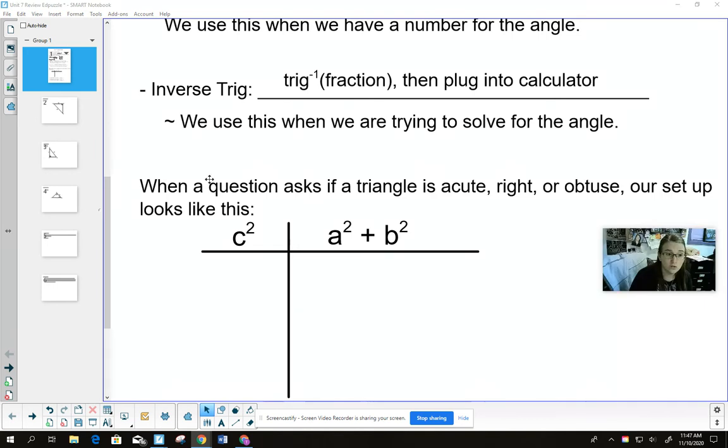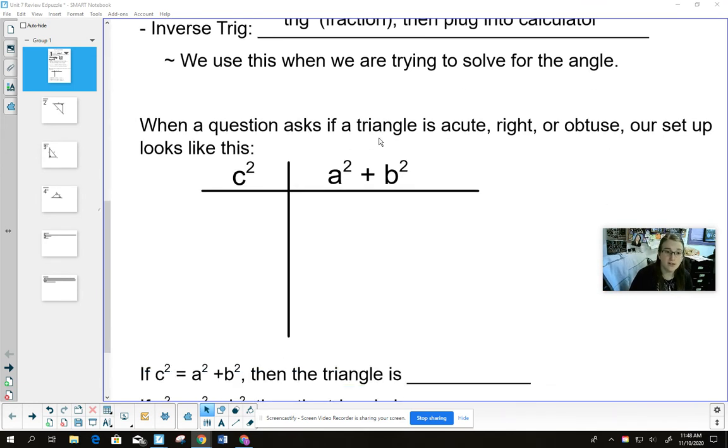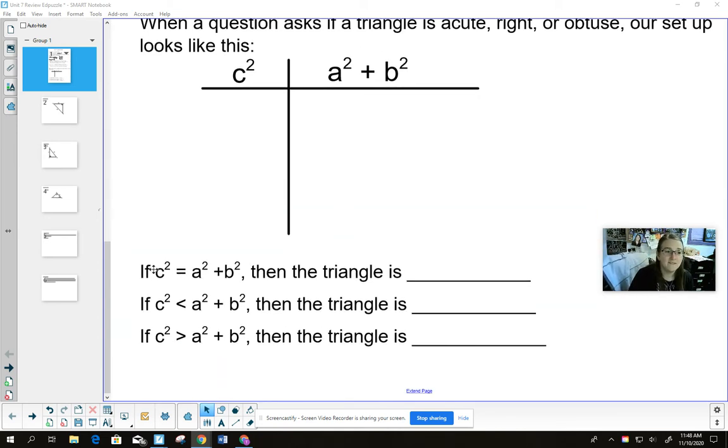Now, it's been a while since we've had to do this, but we also had questions way back when where they ask if a triangle is acute, right, or obtuse. So remember that our setup looks like this. We kind of flip Pythagorean Theorem, put c squared on the left, and all we have to do is compare them. We have to compare what c squared equals to what a squared plus b squared equals. So let's just refresh our memories here. If they are equal, what type of triangle is it? This is a right triangle because if they're equal, that's Pythagorean Theorem and it's only true for right triangles.